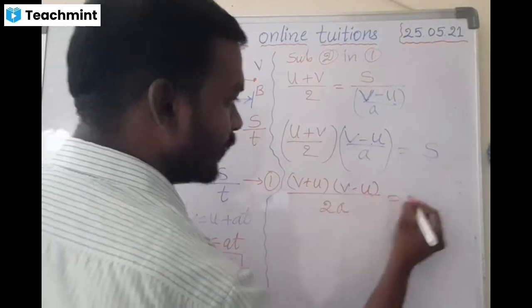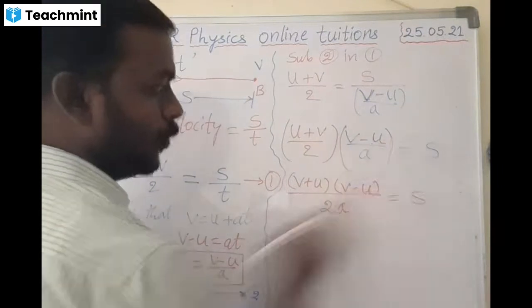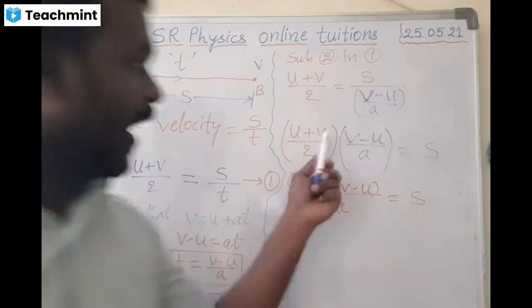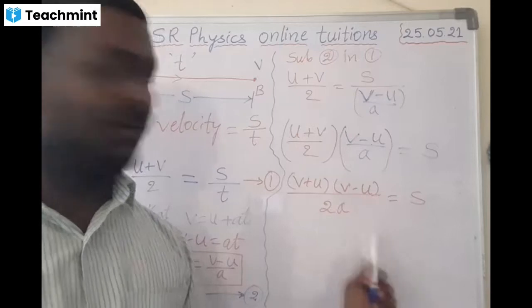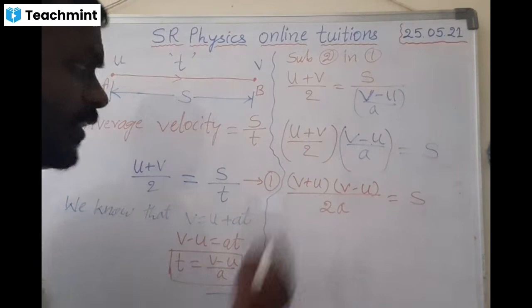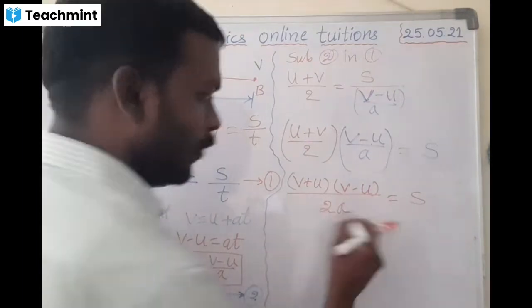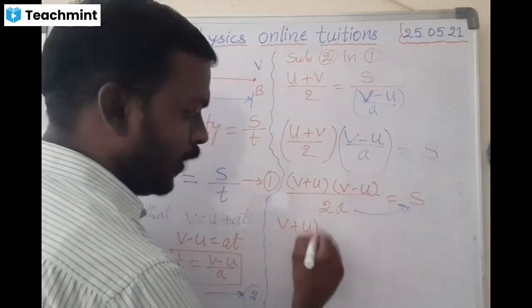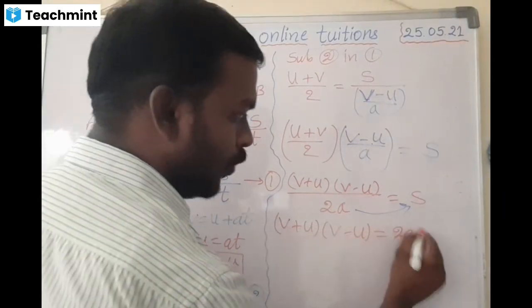Can I take it like this? I'm rewriting this as v plus u into v minus u by 2 into a, 2a, that is equals to s. Is it clear? Then next, I'm taking this 2a to this side. Then what will happen? v plus u into v minus u is equals to 2as.